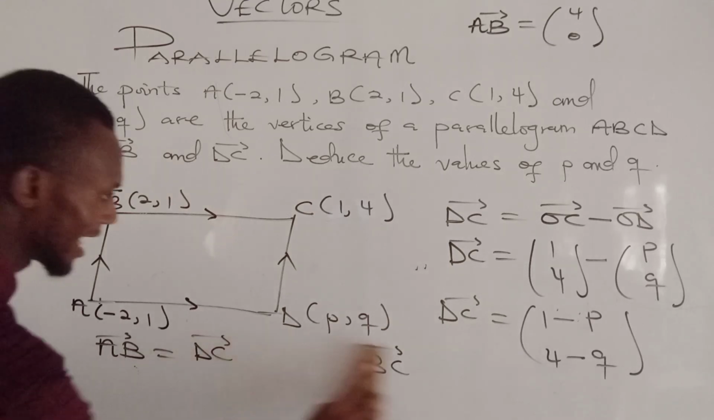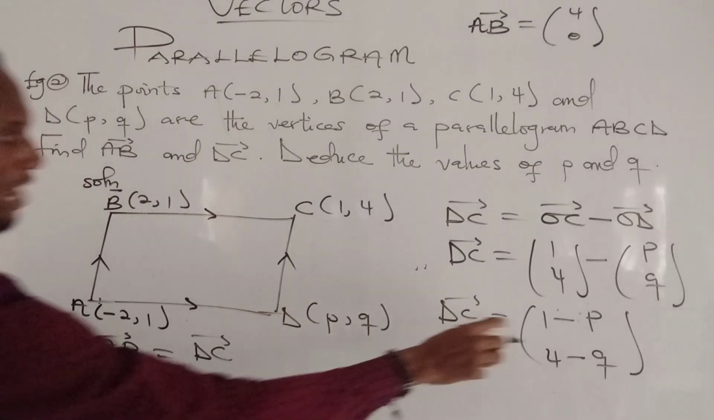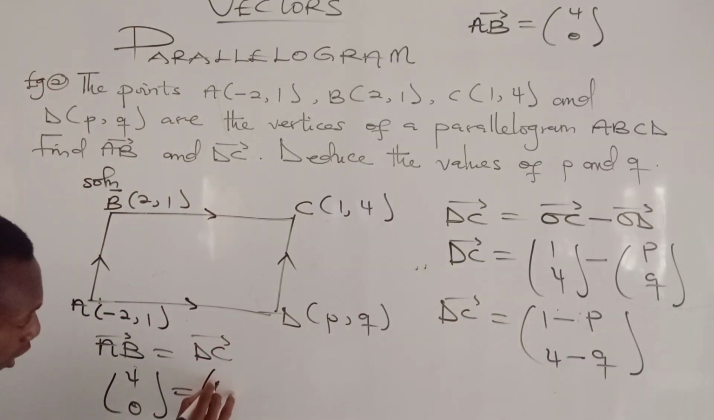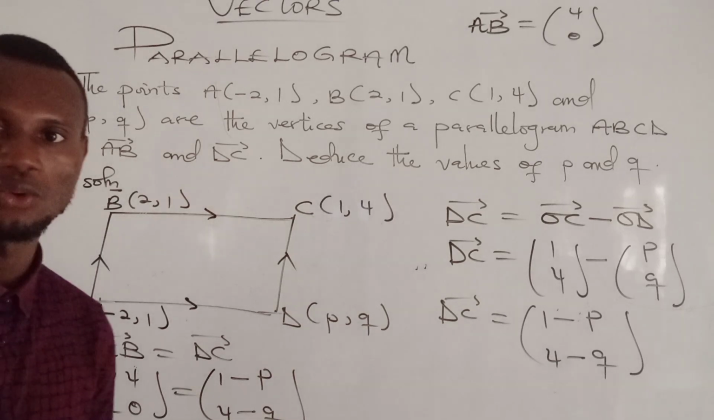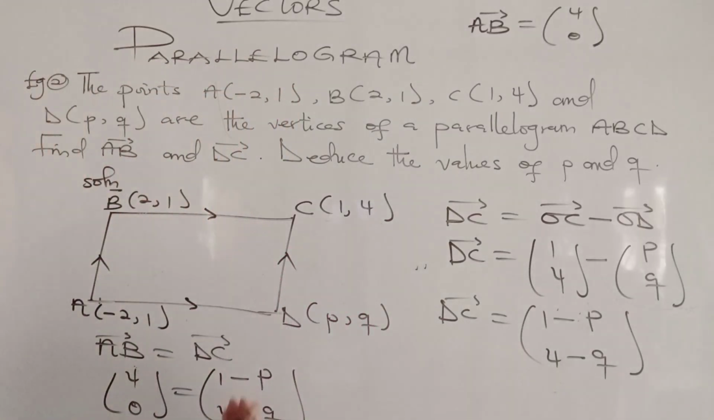Okay, so let me clean this side so that we can continue. I'm going to input my values. The vector AB, I have 4 0, so in place of the vector AB, I'll put my 4 0 there, equal to my vector DC, which is 1 minus P, 4 minus Q. So in place of the vector DC, I'll put my 1 minus P, 4 minus Q there. I hope you understand up to this point. Now this becomes equality of vectors, and I've taught you equality of vectors, so we are going to apply that knowledge to solve for the values of P and Q.